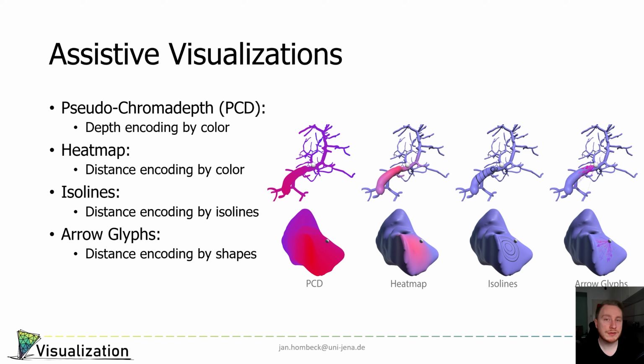The heat maps are used to encode relative distances by means of colors. So the closer our reference point gets to the surface, the more red it is rendered. The Isolines also encode relative distances, but not by means of colors, but by lines. The Arrow Glyphs leverage the space between the reference points and the surface to convey the distance information. Here we use small arrows pointing towards the surface.